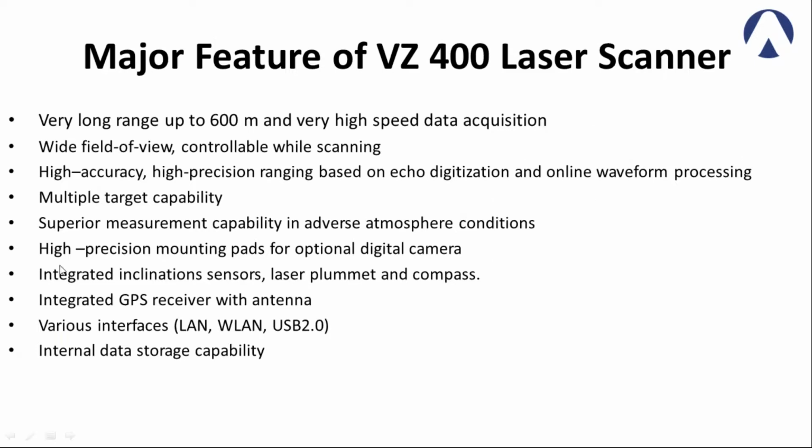Major features of the VZ400 laser scanner are the very long range up to 600 meters and very high speed data acquisition, wide field of view, controllable while scanning, high accuracy, high precision ranging based on echo digitization, and online waveform processing, multiple target capability, superior measurement capability in adverse atmospheric conditions, high precision mounting pads for optional digital camera, integrated inclination sensors, laser plummet and compass, integrated GPS receiver with antenna, various interfaces. You can have LAN, wireless LAN, USB port, internal data storage capability.